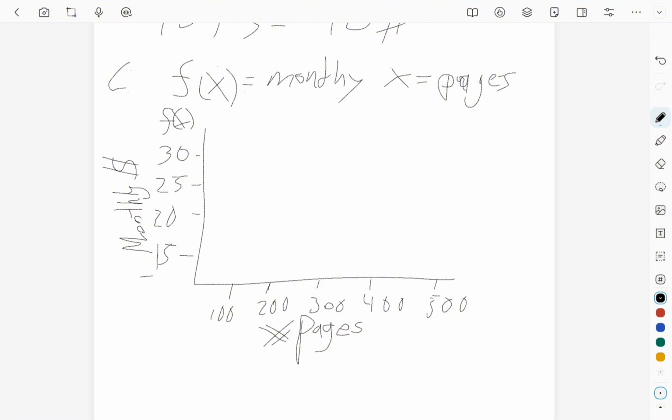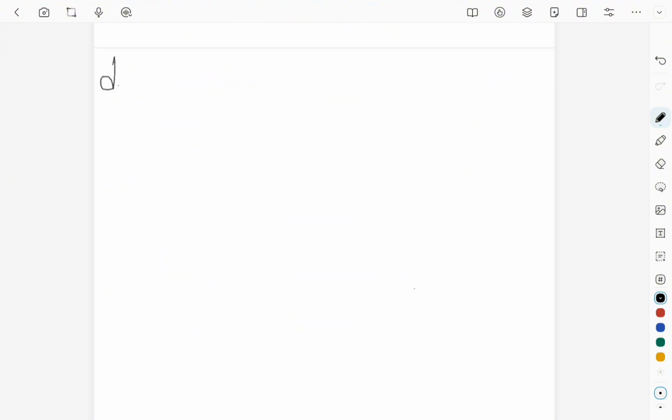We're going to mainly focus on the $15 and the 100 pages that we started off with. It's a monthly bill, so it's going to be constant at whatever amount of pages you decide to buy in that range. But as we know, it increases by 10 cents, so it's just going to increase, something like that. For question D, we're going to be writing a piecewise function.